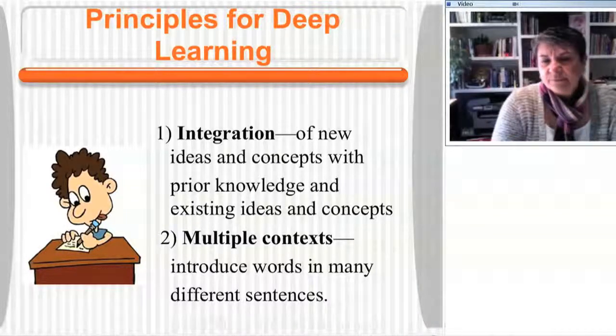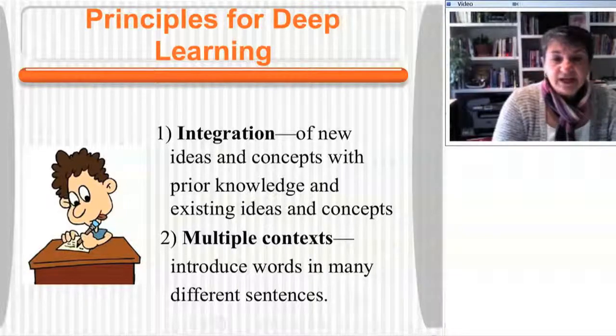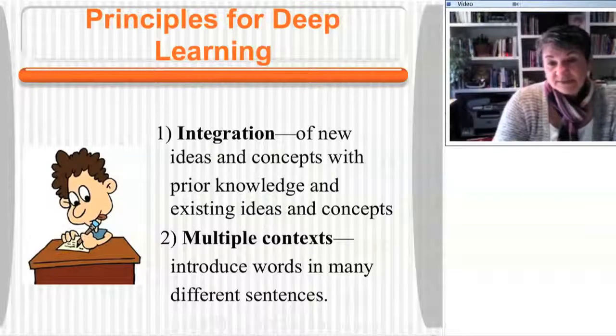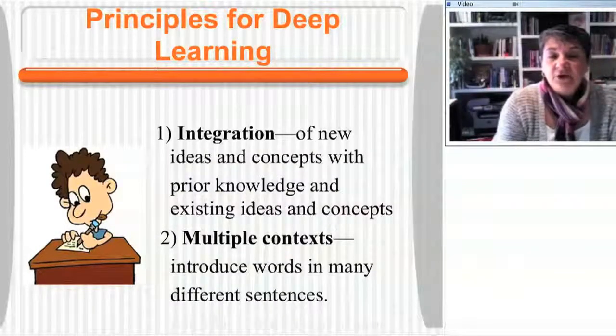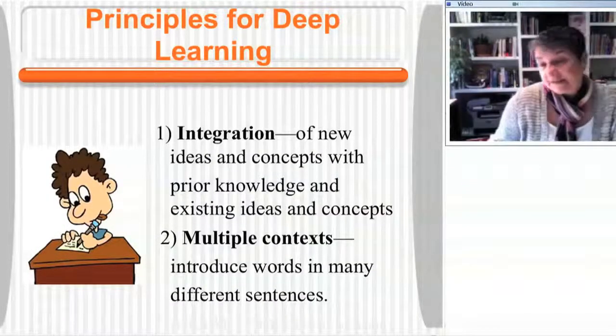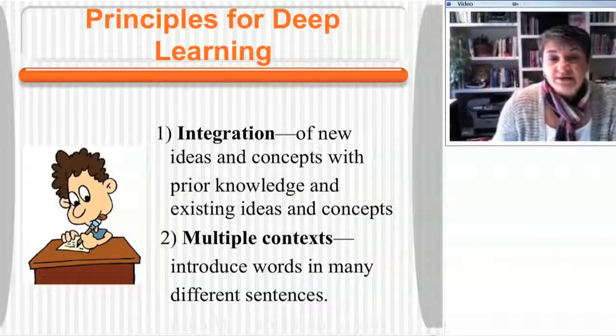They need to have words introduced in many different sentences, many different kinds of contexts, not just one sentence. If they come across it one time in one sentence, they're not likely to learn it. Deep learning involves learning words in many different kinds of sentences, and I'm going to actually show you an example of that.